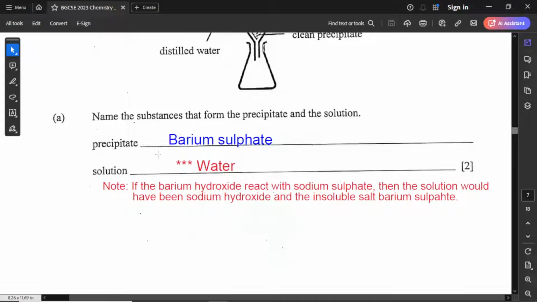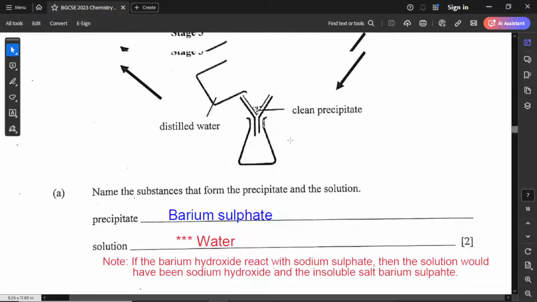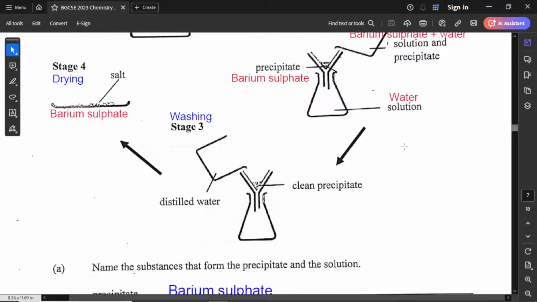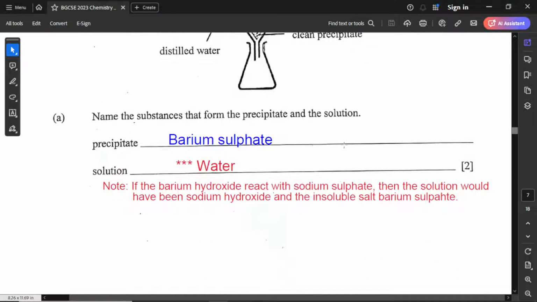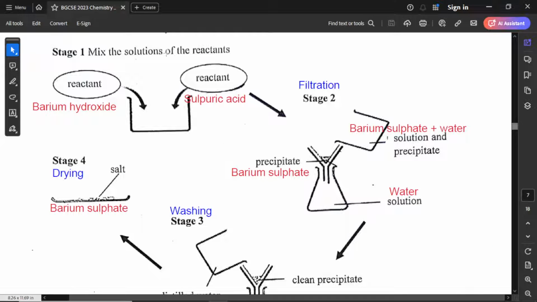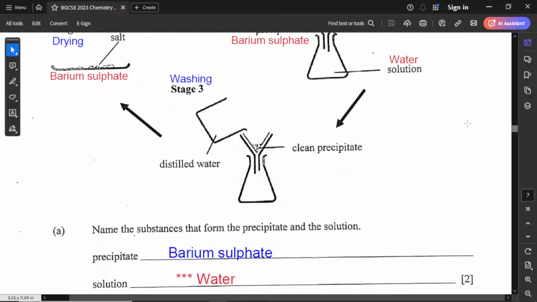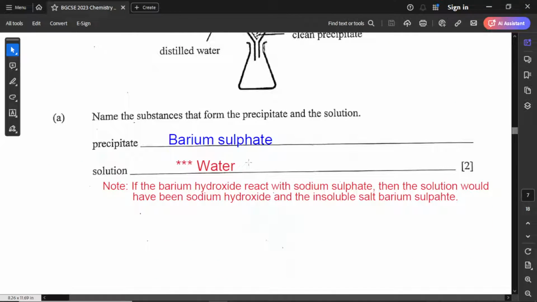The precipitate right here is barium sulfate. Just to make a mention here, they make a mistake in terms of, say, a solution. Technically, since we use sulfuric acid and barium hydroxide, what we end up with is really water. We get barium sulfate with water, and water is a liquid, not a solution. So that is a basic mistake.